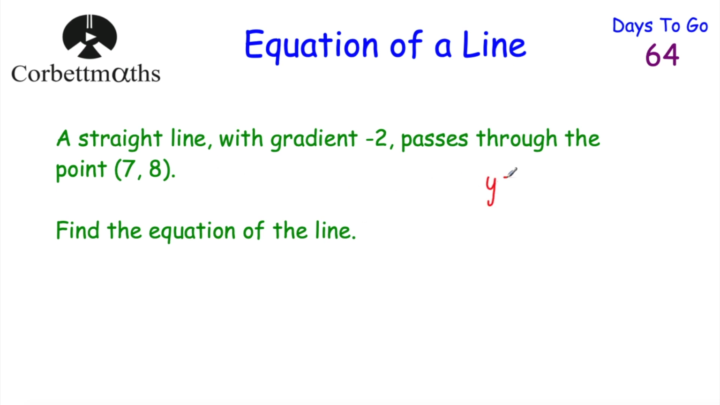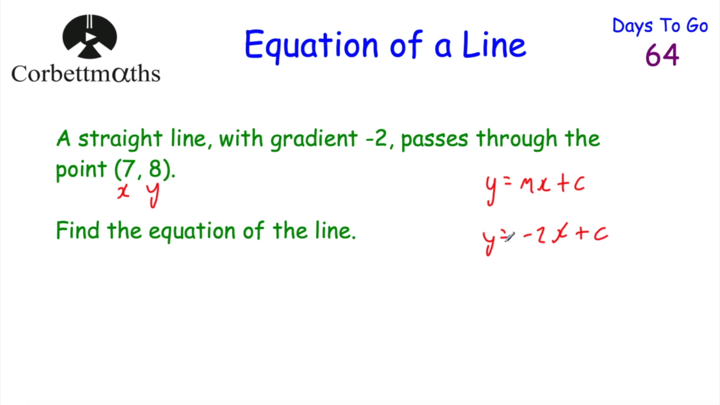Okay, so we know it's going to be in the form y equals mx plus c, and we know the gradient's equal to negative 2, so it's going to be y equals negative 2x plus c. We want to find the value for c, so let's have a look at a point that it passes through. It passes through the point 7, 8. So that means that whenever x is equal to 7, y is equal to 8. So we can substitute those values into the equation and find our c.